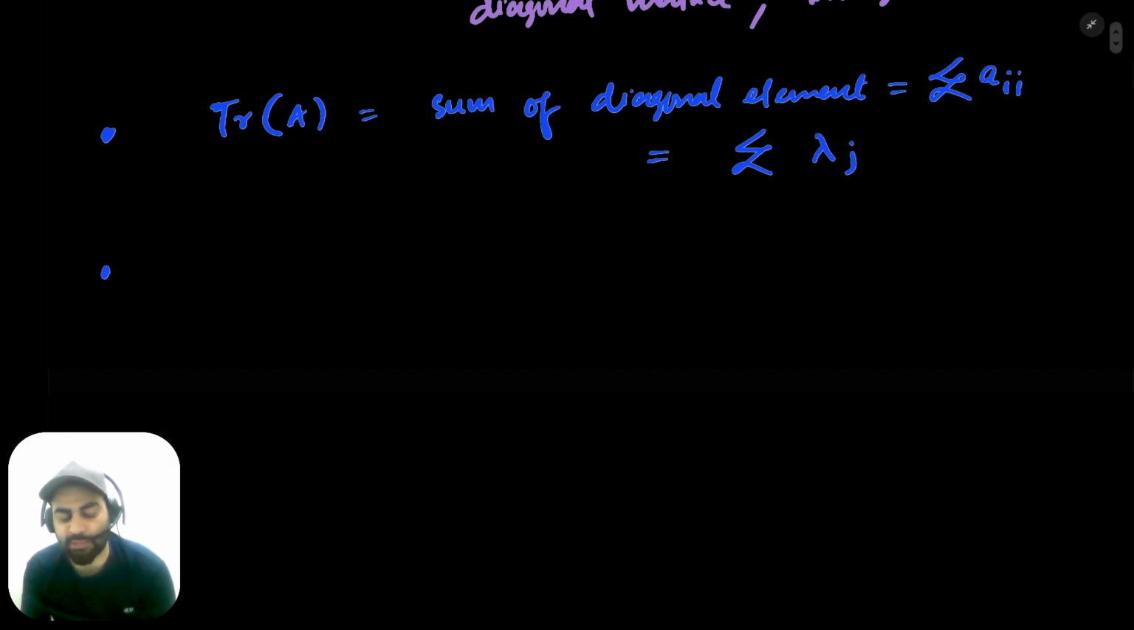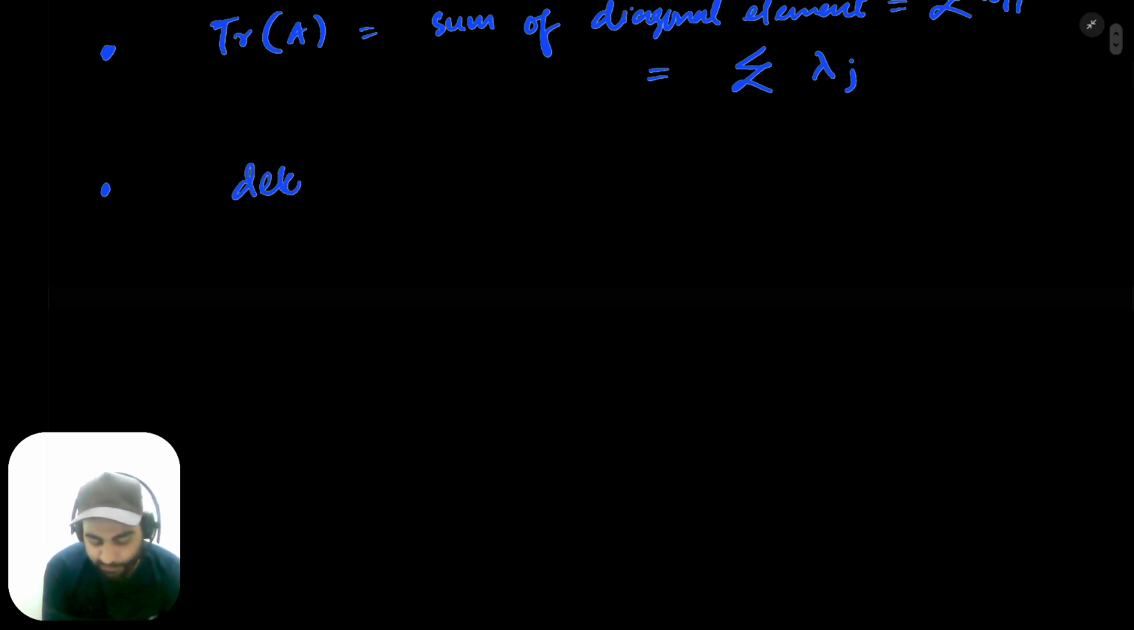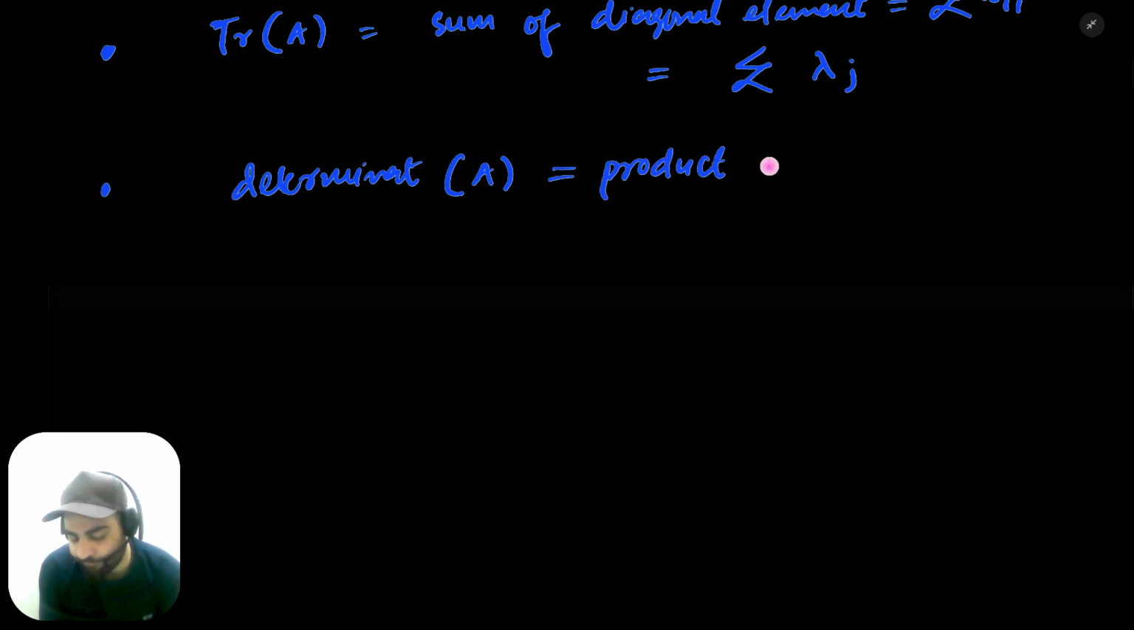Then we said something about the determinant. We said the determinant of A, the determinant of the matrix, is equal to the product of eigenvalues. This can be written mathematically as the product of the eigenvalues lambda_j, where j goes from 1 to n.